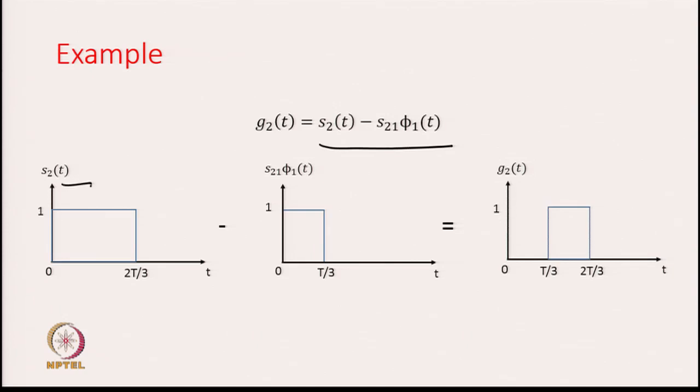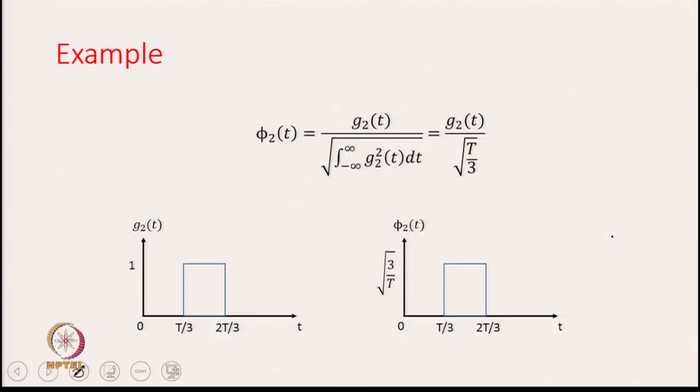signals. S 2 t is already known, S 2 1 phi 1 t we have already obtained. If we take the difference between these two signals, G 2 t can simply be obtained like this. So, finding G 2 t is easy. If we know G 2 t, we can find phi 2 t by having this G 2 t and dividing it with the length of G 2 t. Length of G 2 t again is nothing but the root of energy of G 2 t, which you can simply obtain by carrying out what is the energy of this signal and what is the root of that. You can simply obtain that this is again root of t by 3.